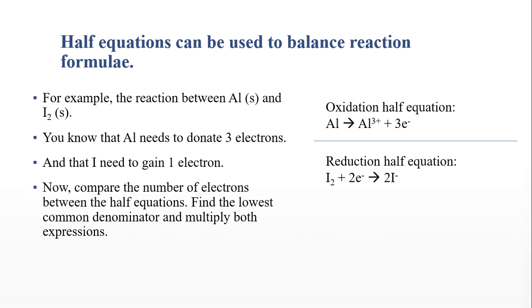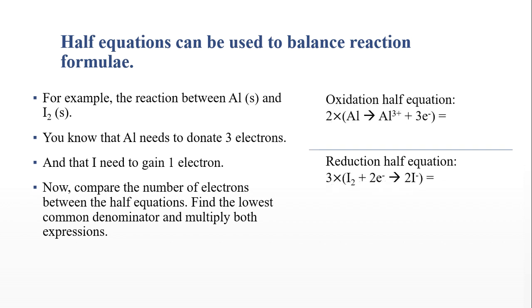Now, in order to balance these equations, we look at the number of electrons between both. In the first one, we had 3 electrons being donated or lost, and in the second one, we had 2 electrons gained. These need to be the same number, so find the lowest common denominator, and then we multiply both expressions. So the lowest common denominator is 6, so if you take this times 2, then you will find the following, that 2 aluminium will form 2 aluminium ions plus 6 electrons, like so.